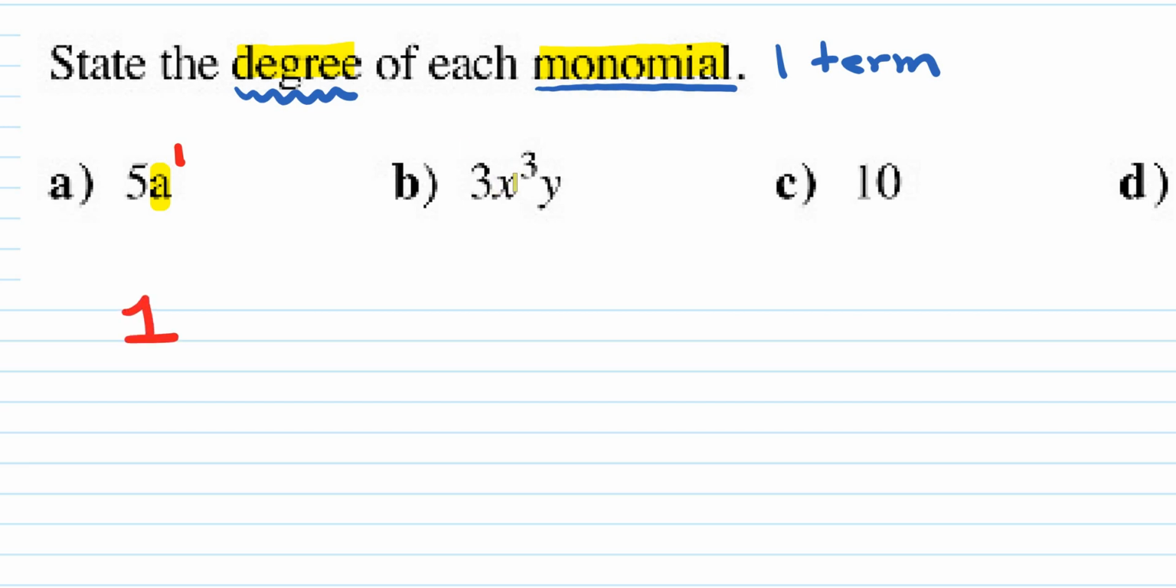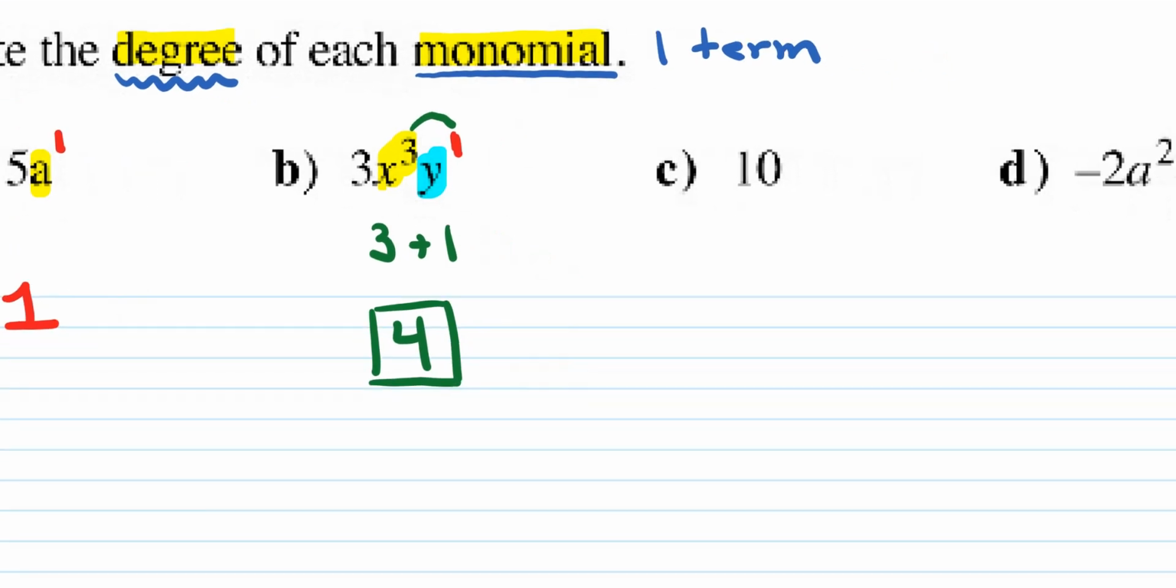Now for letter B, I have x to the power 3 and I have a y, and on the y there's an invisible power of 1. So if I add the 3 and the 1, I get 4. So my degree here is going to be 4 for this monomial.